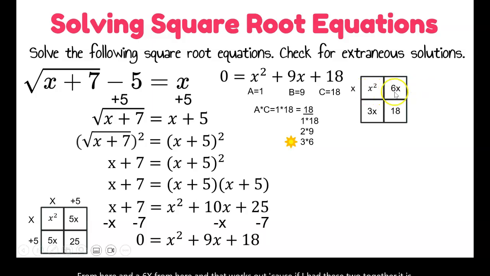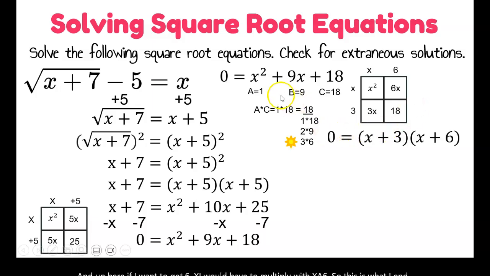So since x squared and 6x both have an x, I can take that out. And if I want to get x squared, I should have another x up here. To get 3x, I'd have to multiply another 3 with x to get 3x, so the 3 should be out here. And up here, if I want to get 6x, I would have to multiply with x a 6. So this is what I end up with. And so when I write this as a factored equation, instead of having 0 equals x squared plus 9x plus 18, I'm going to have 0 equals x plus 3 times x plus 6. And remember, these are coming from here, from the outside of the box. From there, I can set up my equations.